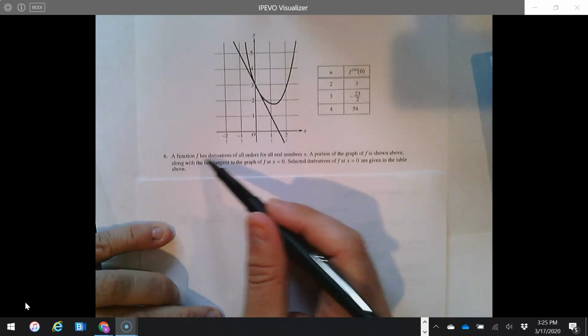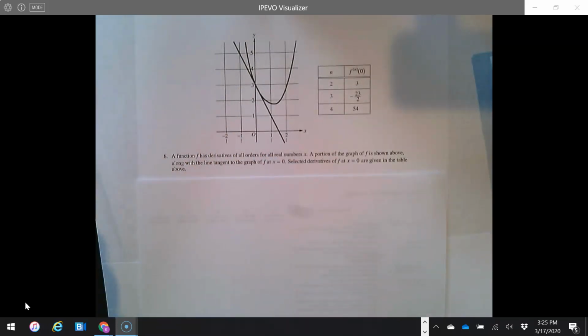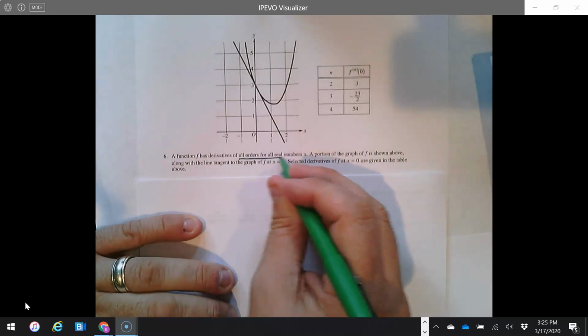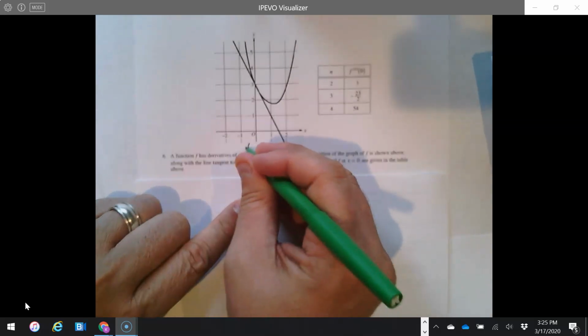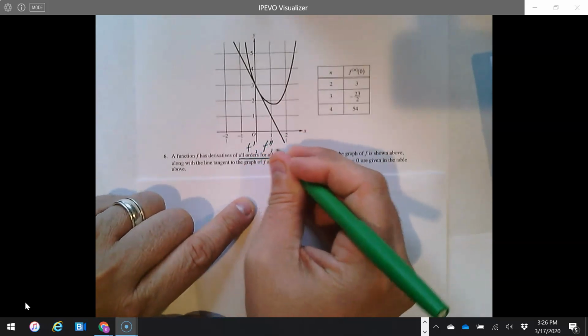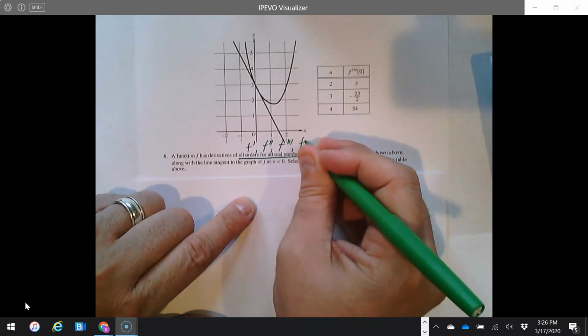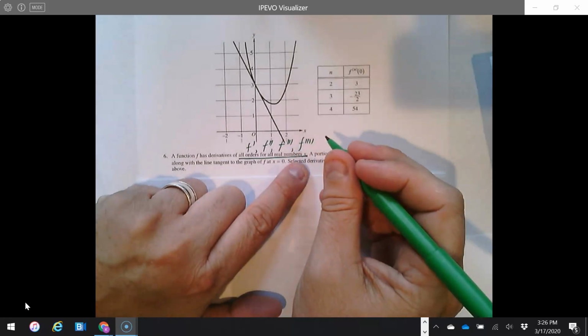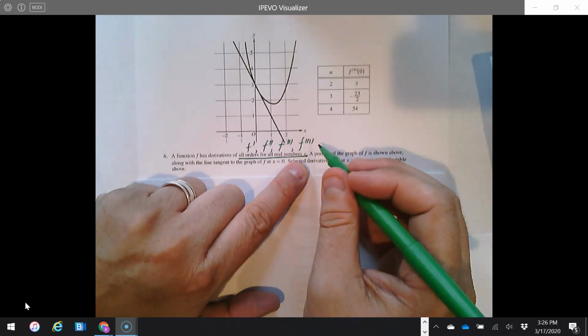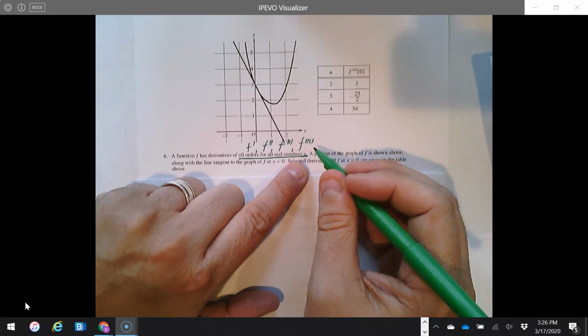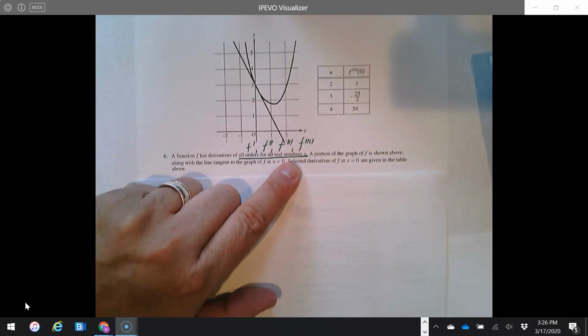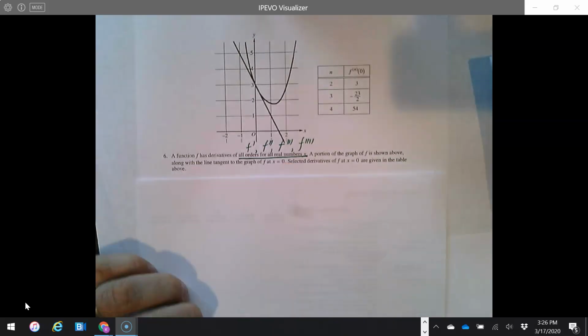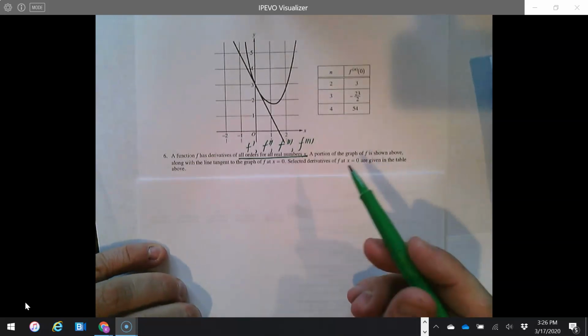A function f has derivatives of all orders for all real numbers x. Having derivatives of all orders means that f prime exists everywhere, f double prime, f triple prime, f quadruple prime. All the derivatives you could ever possibly want to take will exist at all real numbers. We sometimes call these smooth curves or infinitely differentiable curves. This is a really nice property that's going to allow us to do a lot.